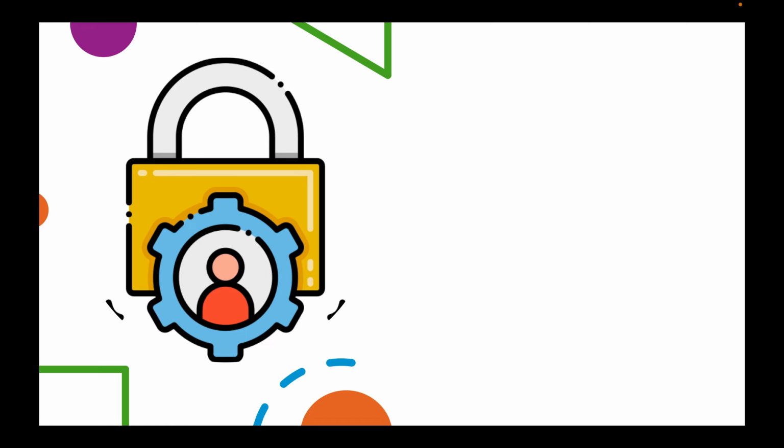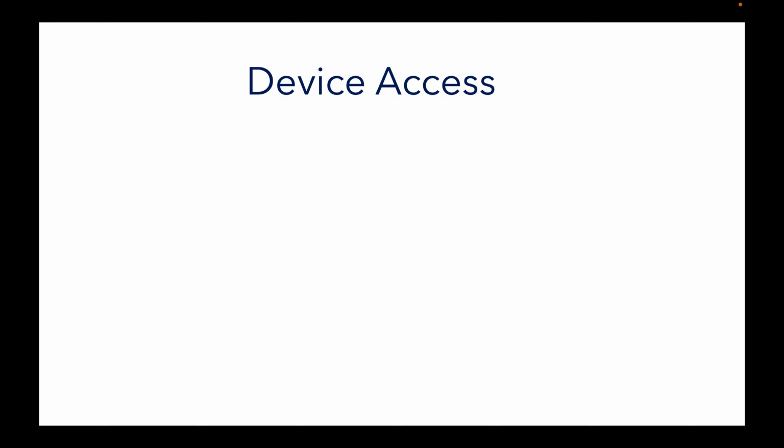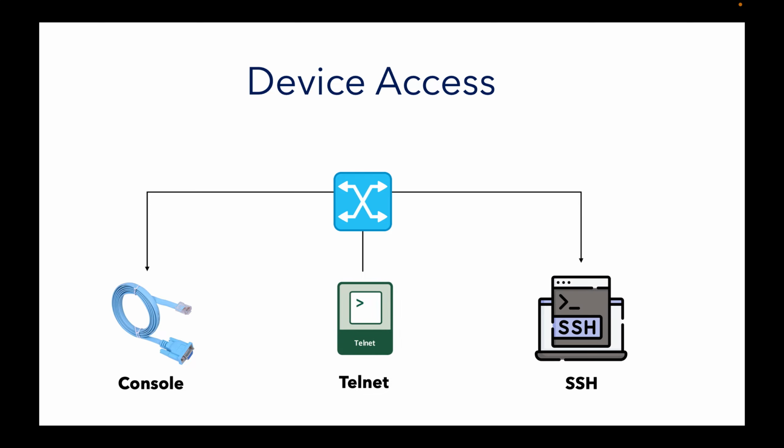Hello everyone. In this session of CCNA series, I will discuss device access control using local passwords. As you know, there are three ways to access a switch or a router. One is via console, the second one is via telnet, and the third one is via SSH.